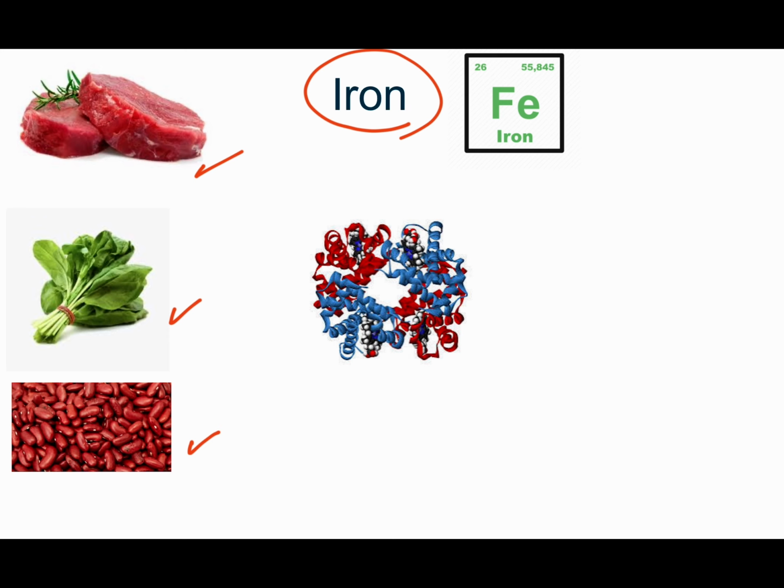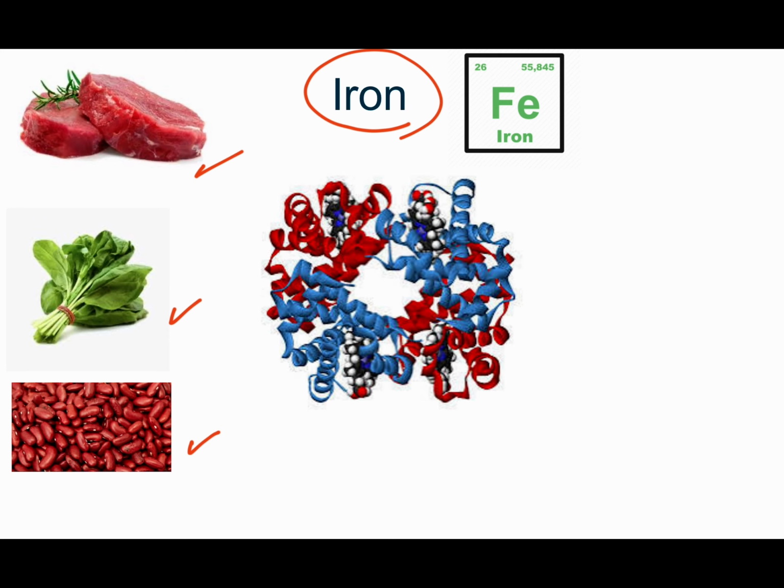Now, as you can see, this is the hemoglobin molecule. Hemoglobin consists of 2 alpha chains and 2 beta chains. So let's say this is the alpha chain, this is the beta chain, this is the beta chain, and this is the alpha chain. And each chain has a special group called a heme group. Each heme group has one iron atom at its center, and this iron is what actually binds to oxygen.